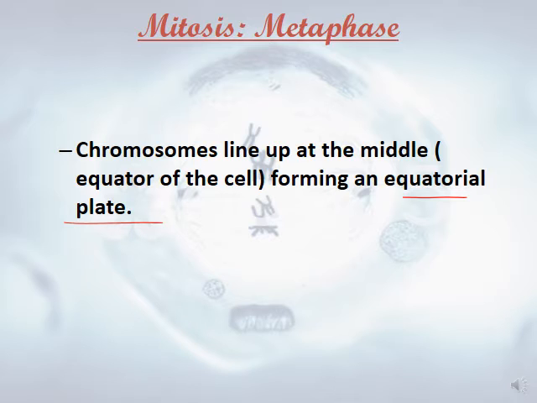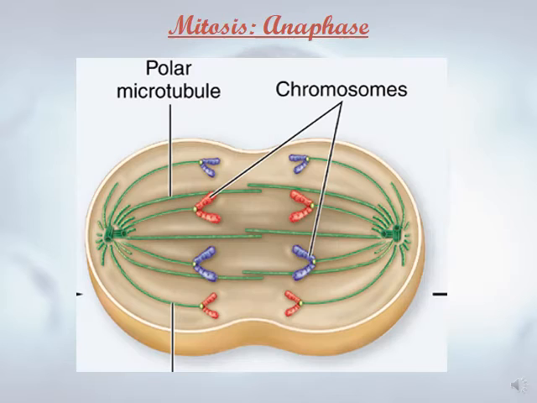After metaphase, what do we have? Prophase, metaphase, and then we have anaphase. In anaphase, the spindle fibers will pull the sister chromatids. The sister chromatids are pulled to the opposite pole of the cell with the help of the spindle fibers. Each chromatid will move to the opposite pole of the cell.